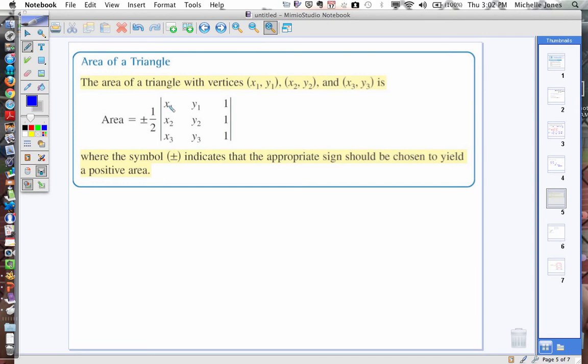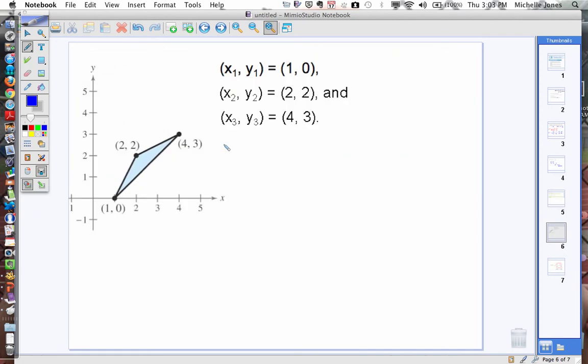You can notice my points are right here. Here's my first point, my second point, and my third point, and then I have all ones in column 3. So let's put this to an example. Here we have this lovely triangle. So beautiful. I wish it was pink. We're going to find out the area of this triangle.